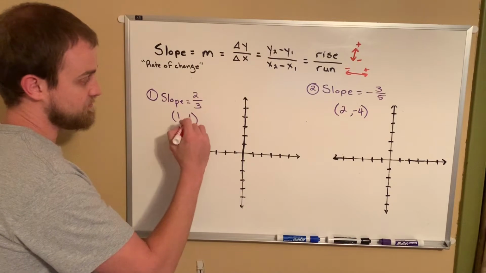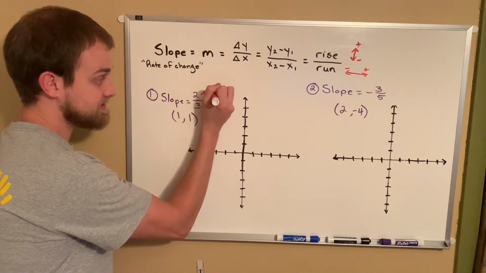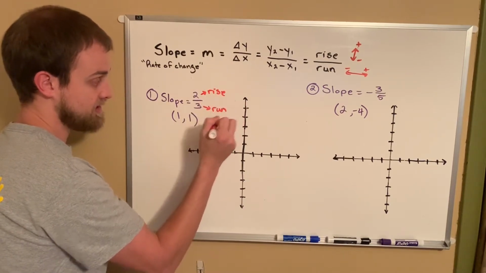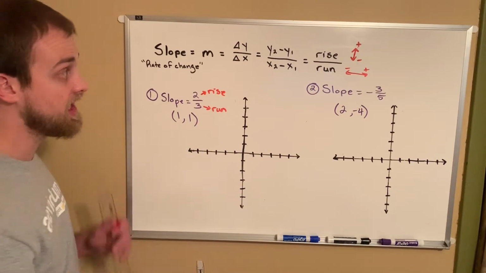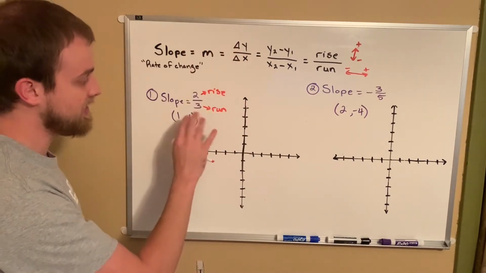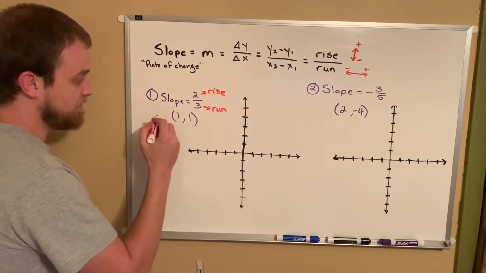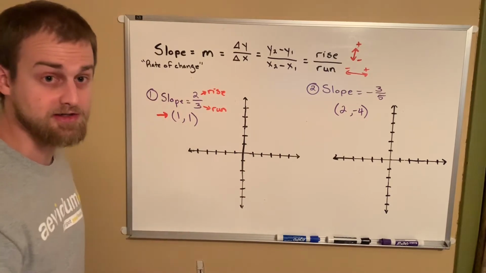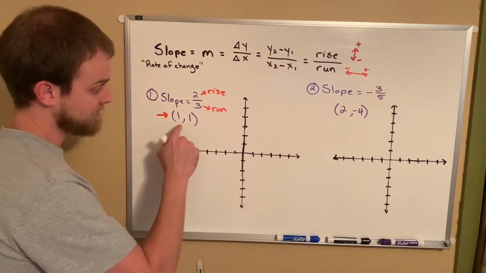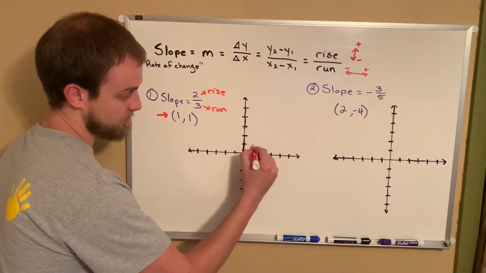Notice here's my slope. My slope is 2 over 3. So what this means is my rise is 2. My run is 3. Notice they're both positive. So we should be thinking, okay, I'm going to rise positive, so that's going to be up. I'm going to run positive, so that's going to be to the right. What we do first is we're going to locate this first ordered pair. This is just an ordered pair like we've been plotting for a long time now. To the right one, up one. Remember this location, 1, 1, right here.